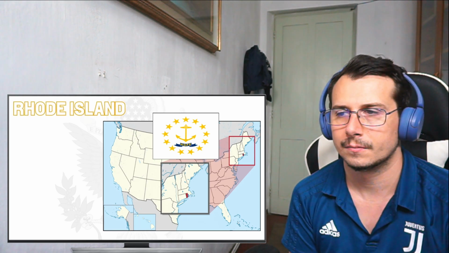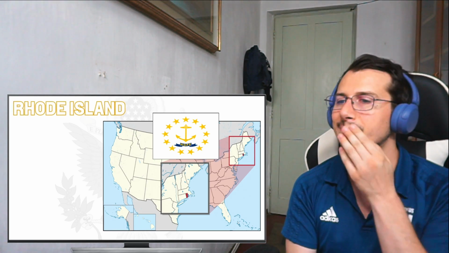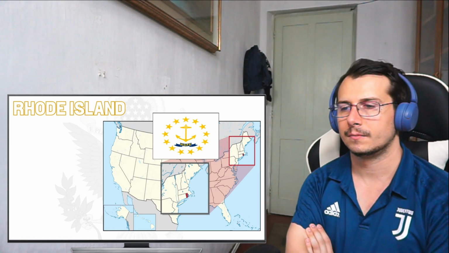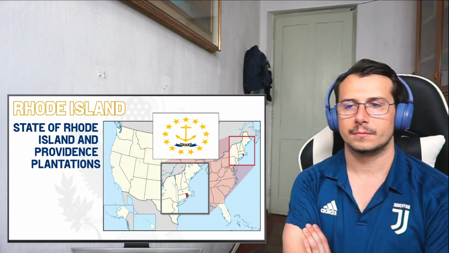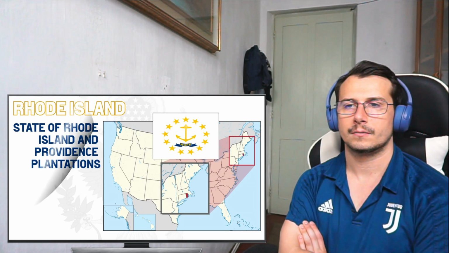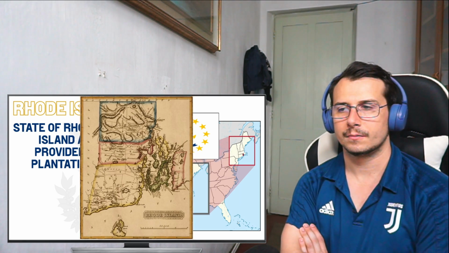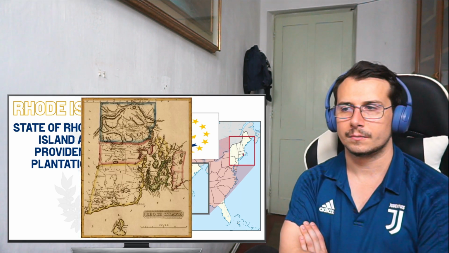Moving on to Rhode Island. Despite its name, most of Rhode Island is located on the mainland of the United States. Prior to 2020, the state's official name was State of Rhode Island and Providence Plantations, which was created after the merger of 4 colonial settlements. In 2020, they finally got rid of the plantations part.